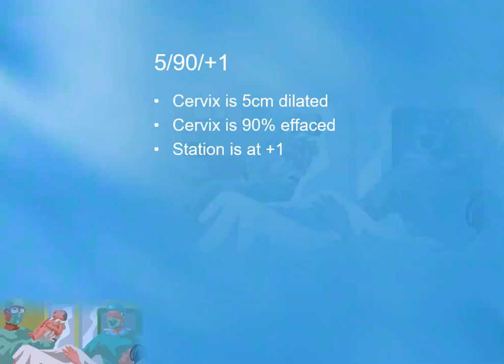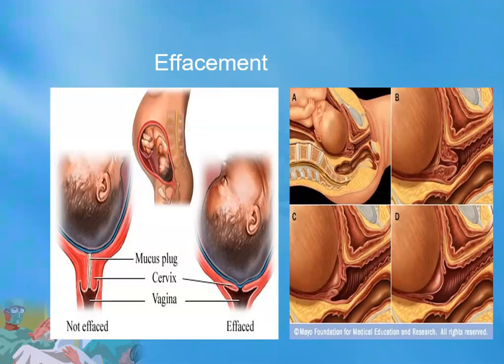You might see it expressed this way in the chart: 5, 90, and plus 1. What that means is 5 centimeters dilated, the cervix is 90% effaced, and the station is at a plus 1. So you might see it expressed this way in the chart, and that's what that means.